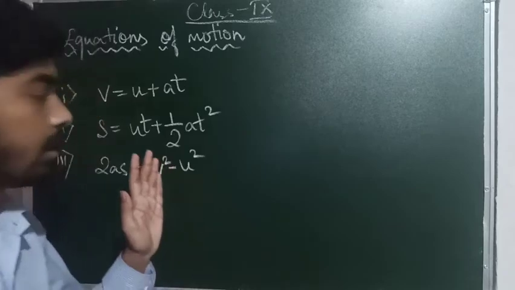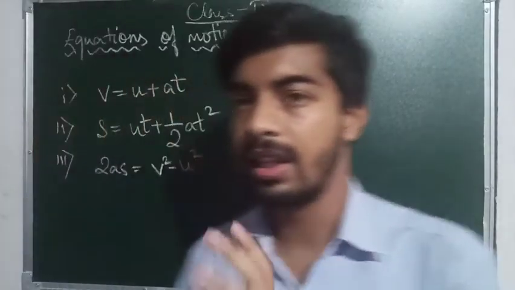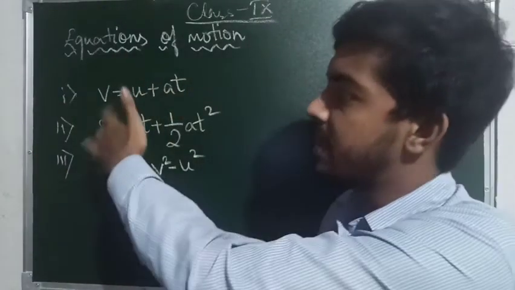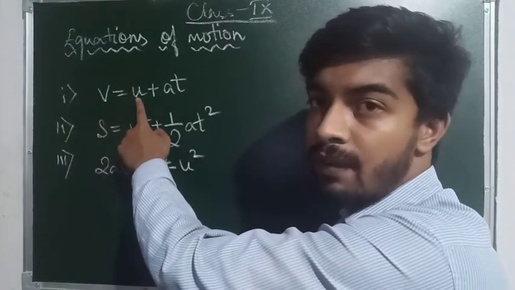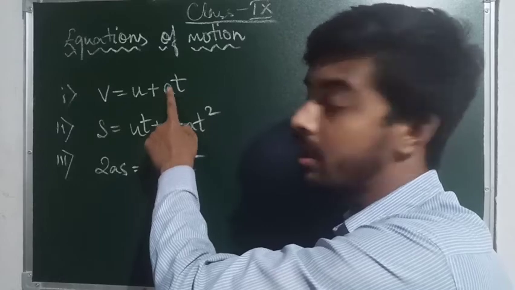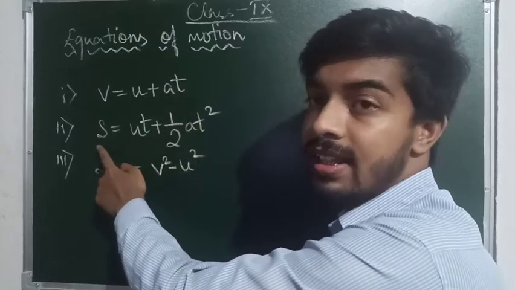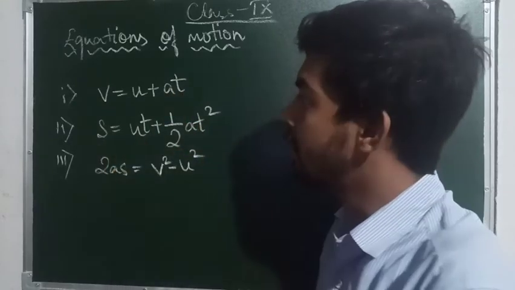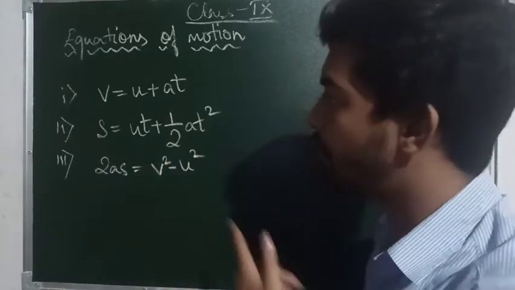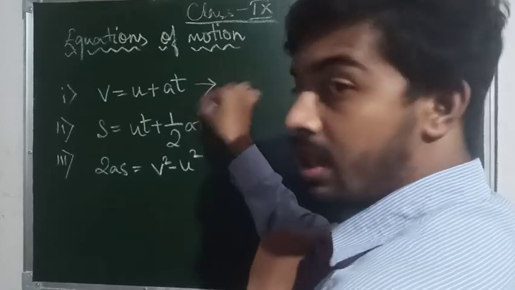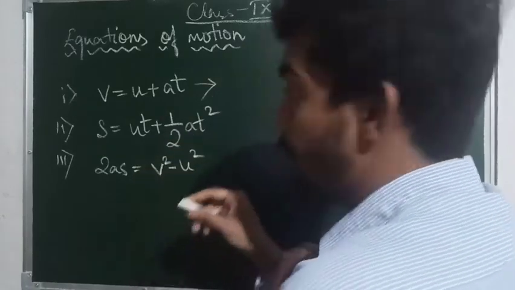In all these equations the symbols have their general meaning. V is the final velocity, u is the initial velocity, a is acceleration, t is time, and s is the displacement. Now all these three equations of motion have different names. First of all, the first equation of motion is known as the velocity time relation.